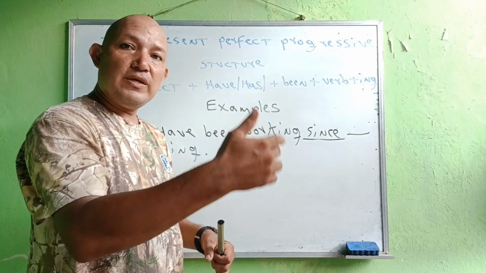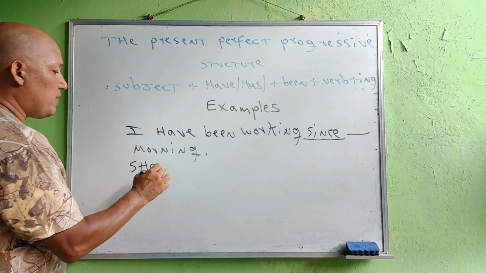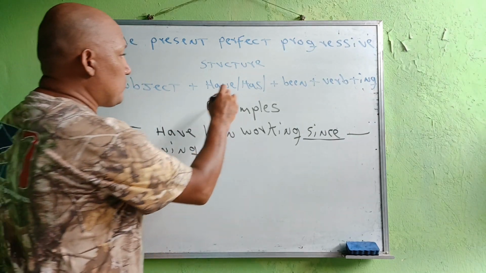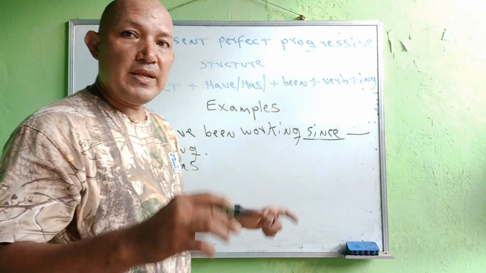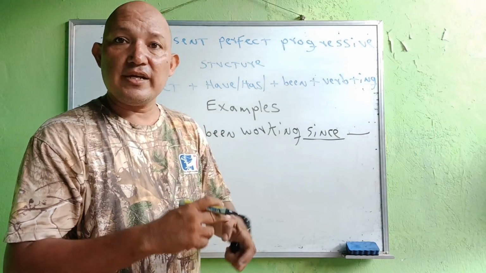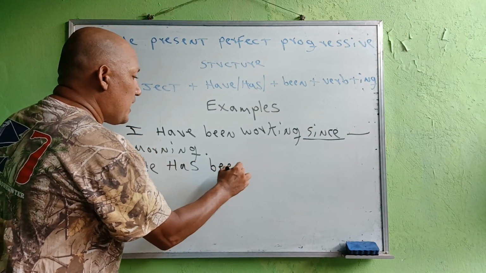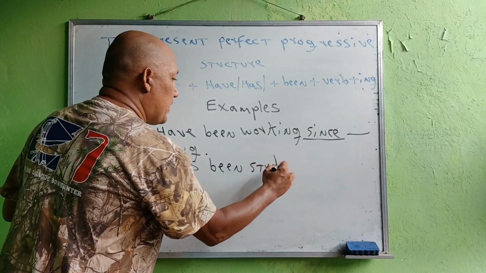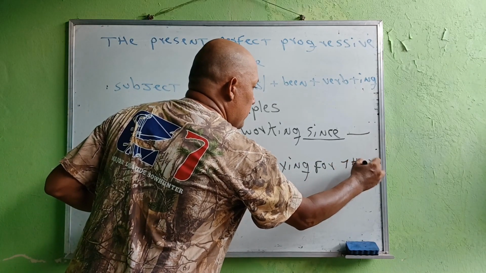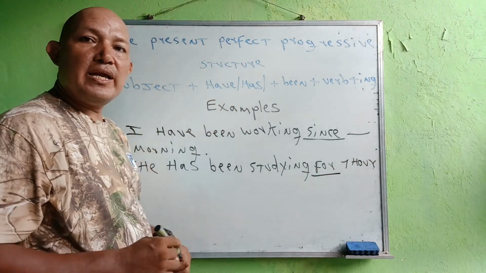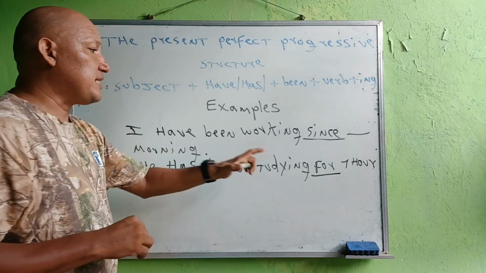And now let me explain another example. For example, if you are talking about she, the correct auxiliary is has. Remember, we're going to use has when we are referring to he, she, and it. Okay, we have to use has. She has been studying. She has been studying for 1 hour. In this case I have used for because I'm talking about a period of time. She has been studying for 1 hour.